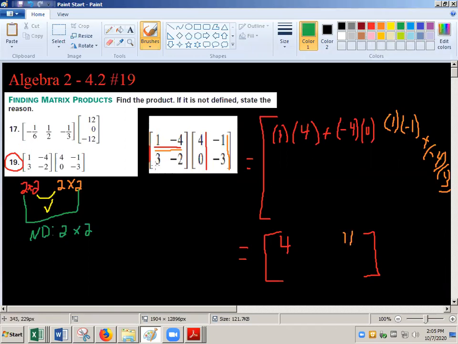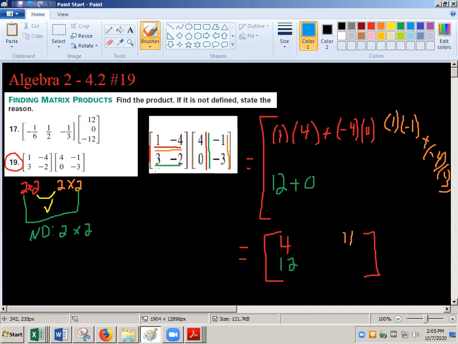For my next one here, I'm going to be doing my row 2, column 1. So now I'm doing 3 times 4, and I'm just going to write the values here. So I'm jumping the gun a little bit. I don't know, hopefully people understand as I'm saying them. So 3 times 4 gives me 12. Negative 2 times 0 gives me 0. Now I've got just 12 here.